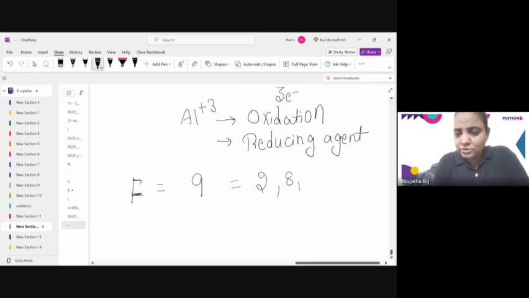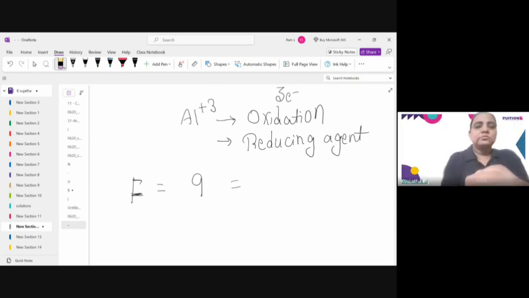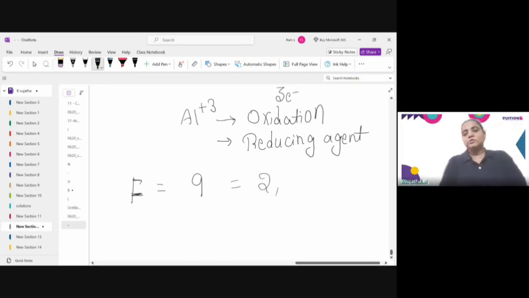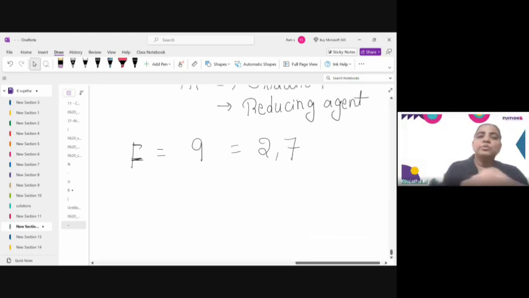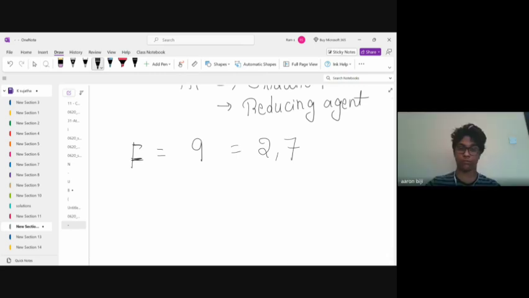If you put that, how many electrons will you get here? Wrong, no? 2, 7. 2 is correct. Afterwards, 7. Out of 9, you have filled 2, then 7. So the last shell contains how many electrons? 7 electrons. Is it possible to lose here? No. So it will gain the electron. How many will it gain? 1, for getting stability.